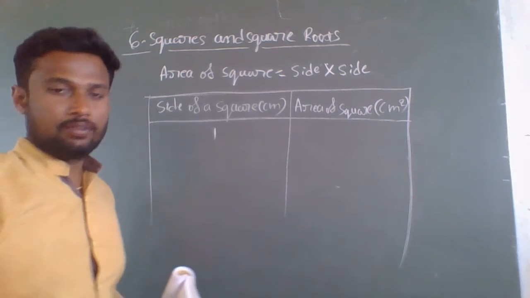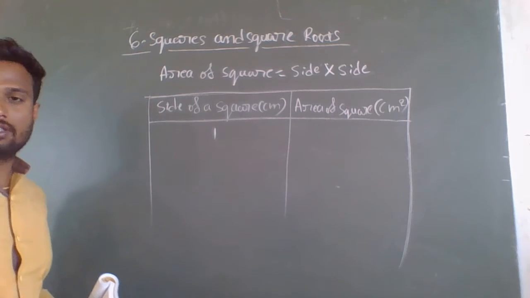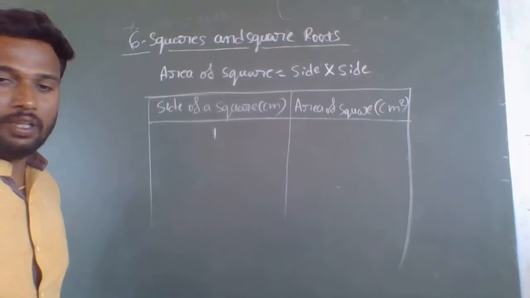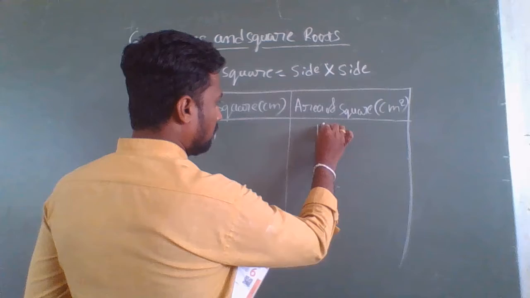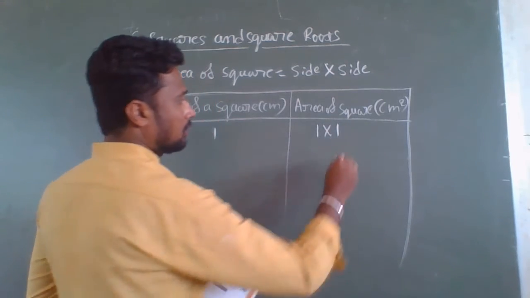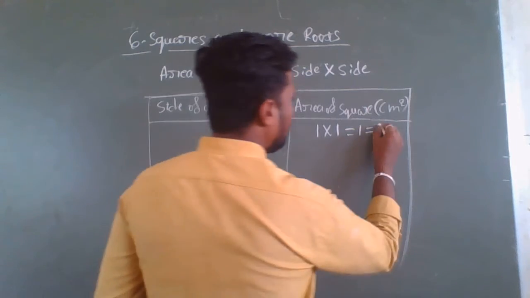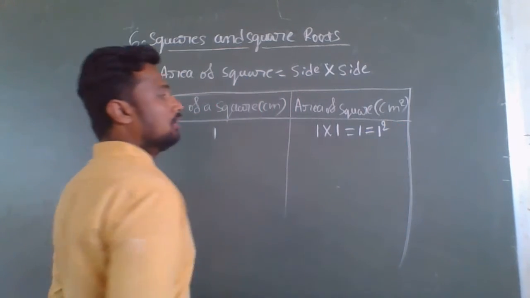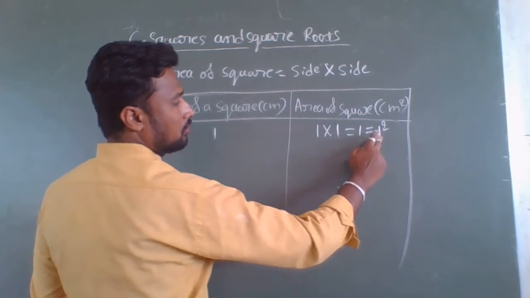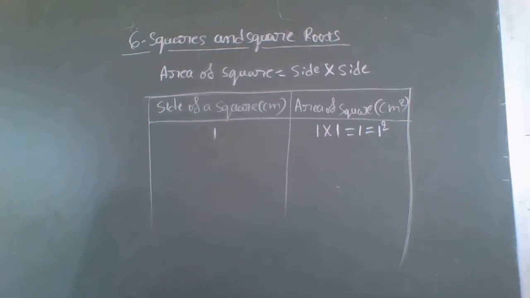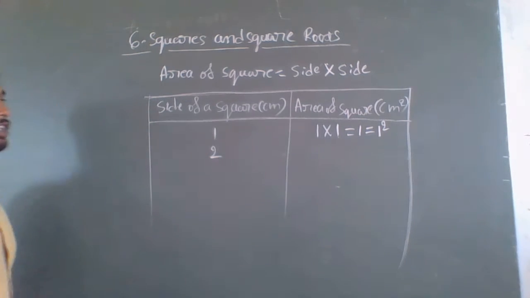Now, if the side of a square is 1 centimeter, all the sides have equal length. So the area of the square, side into side, means 1 into 1 is equal to 1. To get this, you multiplied 1 two times. So 1 square. Like this only, consider the side of a square as 2 centimeter.